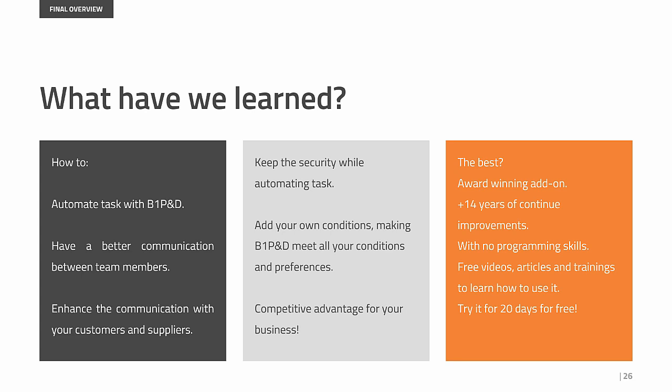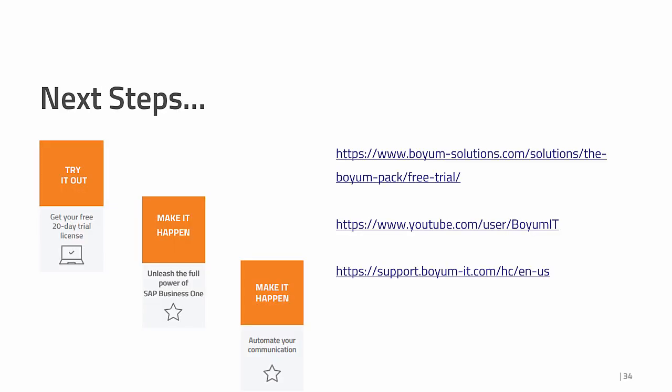Remember that Print and Delivery is an award-winning add-on with more than 40 years of continued improvements. You don't need programming skills to create all the examples that we just saw today. There are more than 100 free videos, articles, and trainings to learn how to use it. Try it for 20 days for free. And what are the next steps? Try it out. Get your free 20 days trial. Unleash the full power of SAP Business One. How? Automating your tasks.